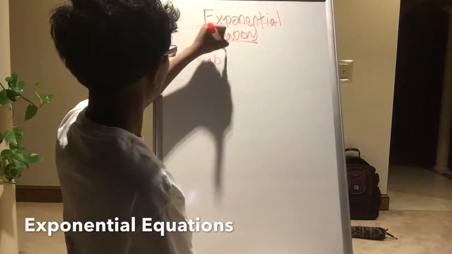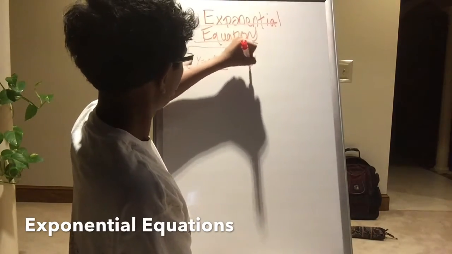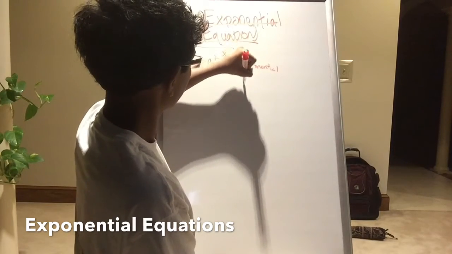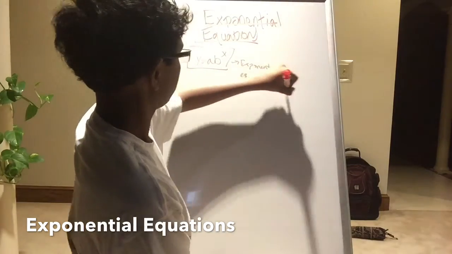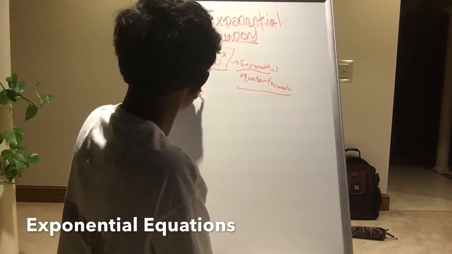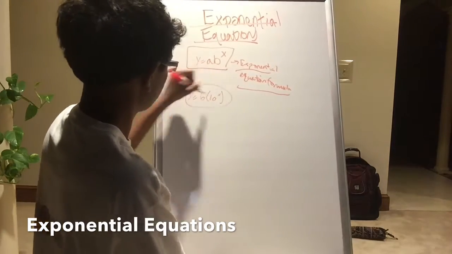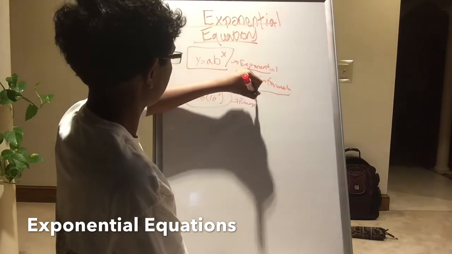This is like the motion that you make when you go up a hill on a roller coaster. What is it? An exponential equation is ab to the power of x. Whoa, can you solve that? As a matter of fact, I can. The exponential equation is y equals a times b to the power of x. An example of an exponential equation is y equals 6 times 10 to the power of x.